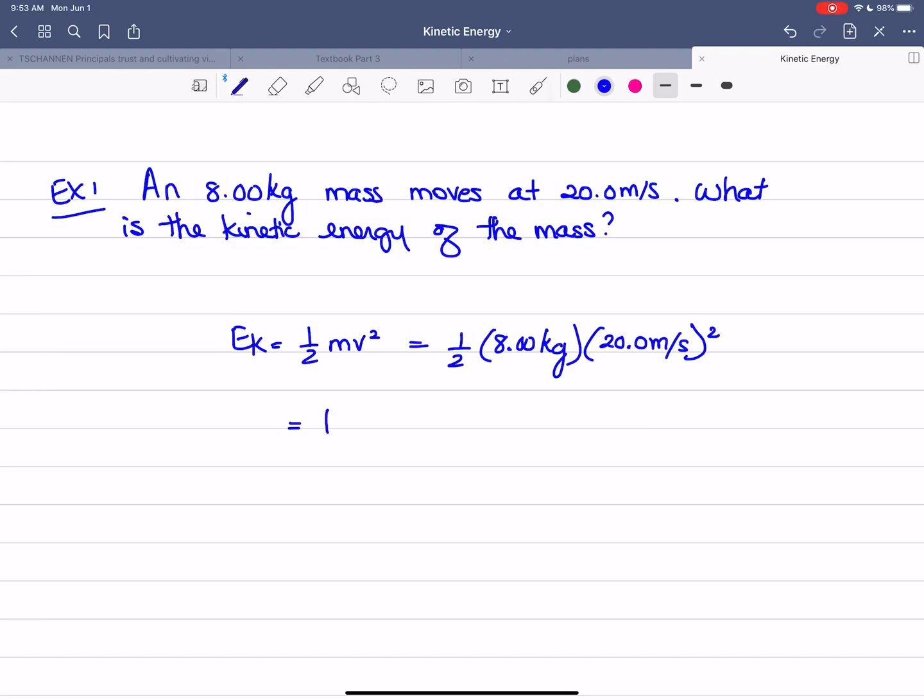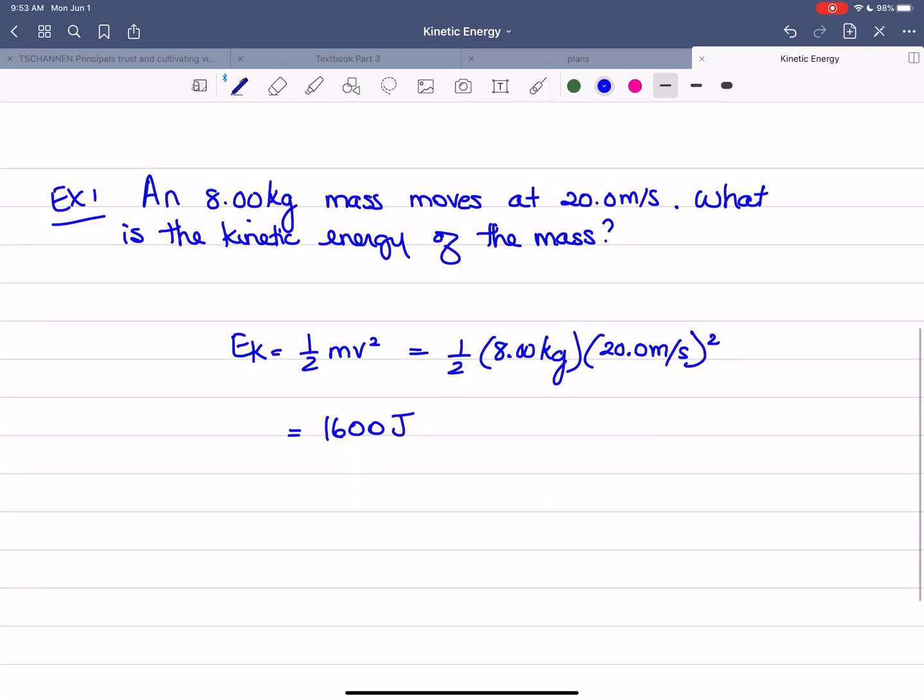And so here the answer is going to be 1600 joules. We need our answer to be to 3 significant digits. And so either 1.60 kilojoules, so I can divide by 1,000 and get my answer in kilojoules, or I can do it in scientific notation, 1.60 times 10 to the 3 joules.